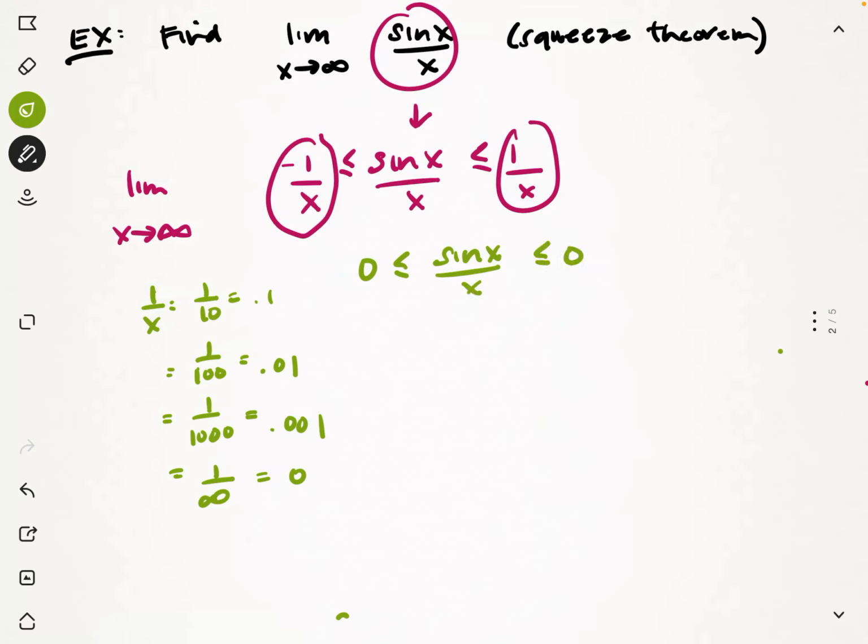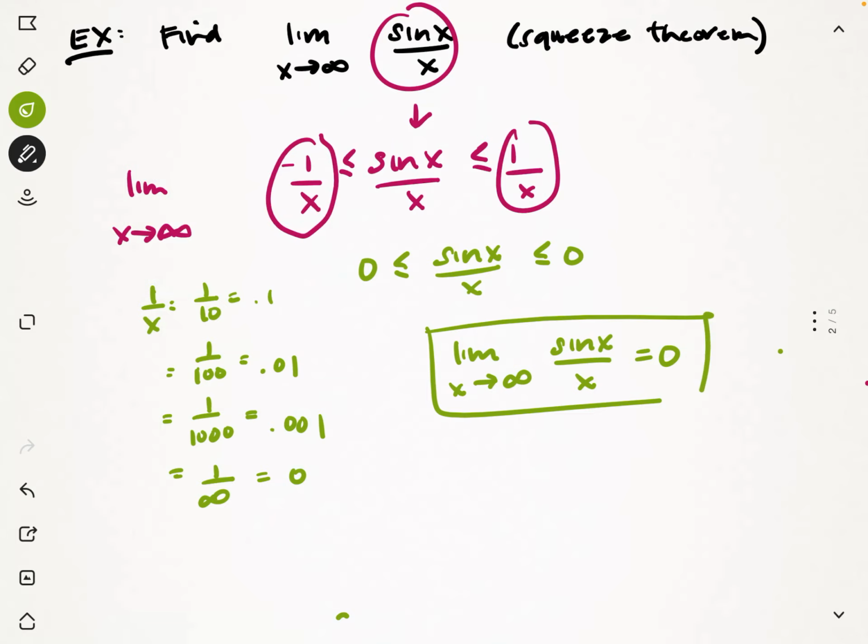The right side is going to be 0. And because the sine x over x is between 0 and 0, the limit as x goes to infinity of this whole thing, sine x over x, has got to be 0. If the upper limit is 0 and the bottom limit is 0, then it's got to be 0. Okay, so again, just some squeeze theorem.